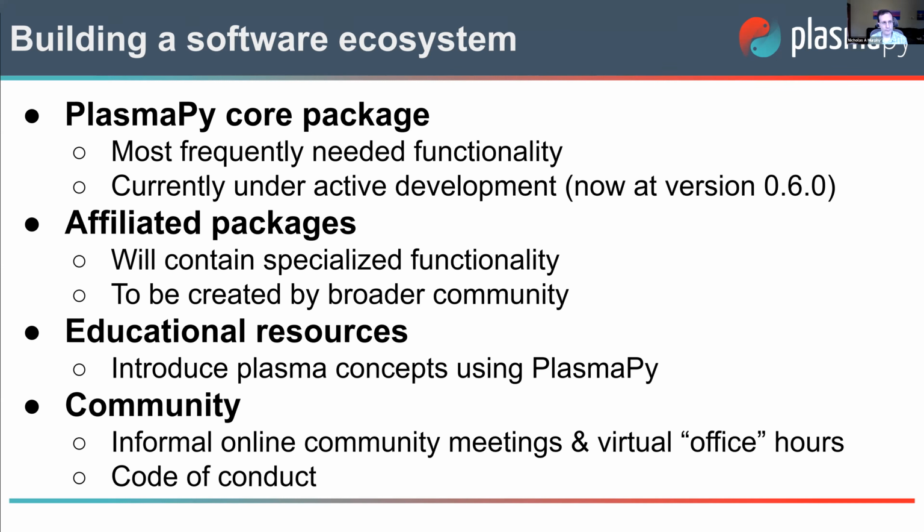We also, the community aspect is important. Since we're here for the Python Heliophysics community meeting, we already get that. And to do that, we've had informal online community meetings for a while. And also we've been trying out virtual office hours once a week. We tend to have maybe like one person stop by per week, but we plan to advertise that a bit more. And of course, we also have a code of conduct.